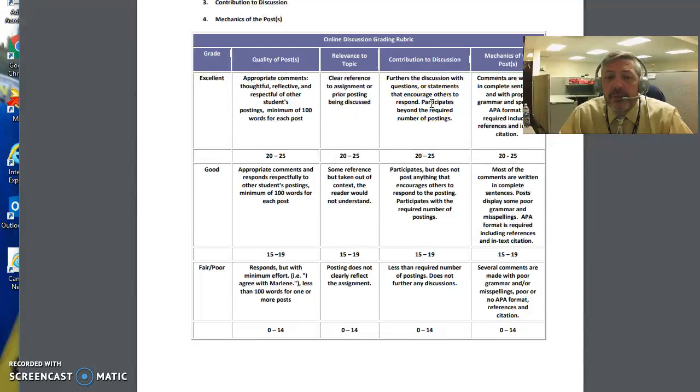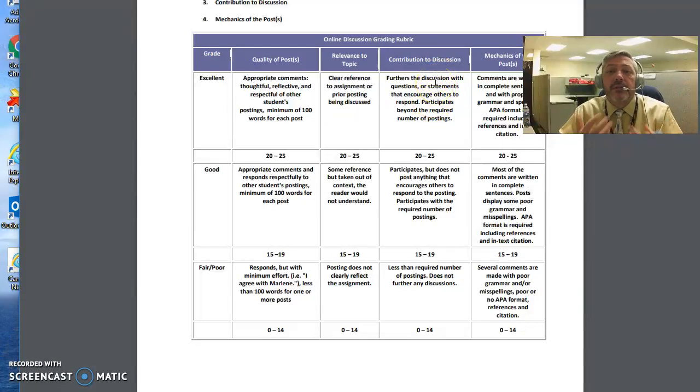And then your contribution to the discussion. Are you posting things that further the discussion? Are you making at least your 4 separate posts on 3 separate days? And here's what I'll say about that. If you read the excellent, it says furthers the discussion with questions or statements that encourage others to respond, participates beyond the required number of posts. So, to get an excellent, even though the requirement is 4 separate posts on 3 separate days, you need to do 5 separate posts on 3 separate days or above to get that excellent.